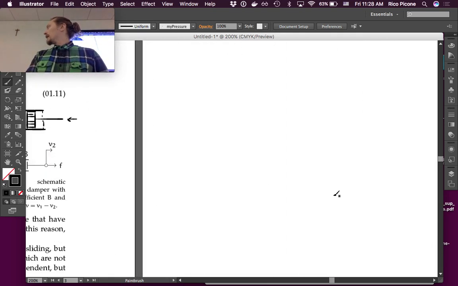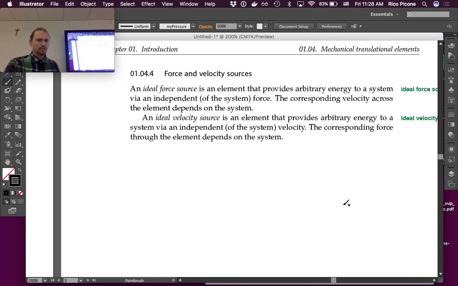All right. And then finally we have these sources. So an ideal force source is an element that provides arbitrary energy to a system via an independent force, independent of the system force, meaning that you just prescribe it and it applies it. This is not like a discrete element like a voltage source or a current source in an electronic system. You can buy one of those off the shelf, right? They sell them. They don't sell force sources.